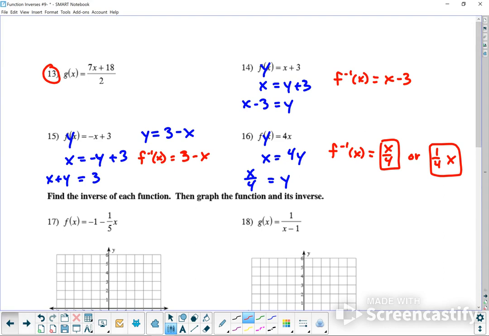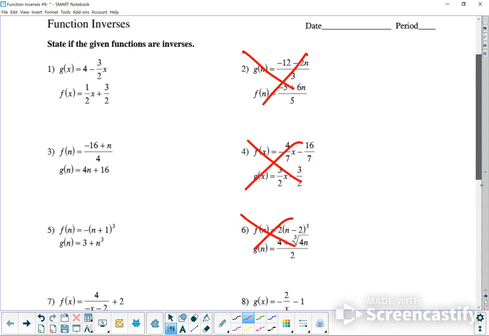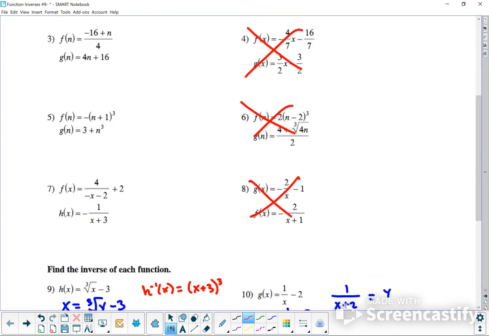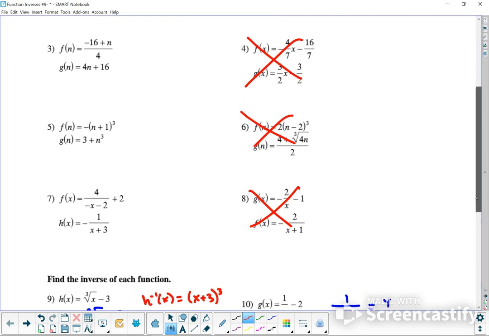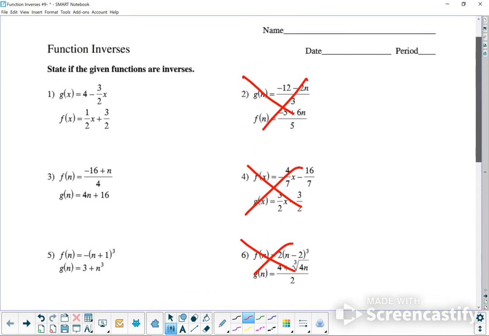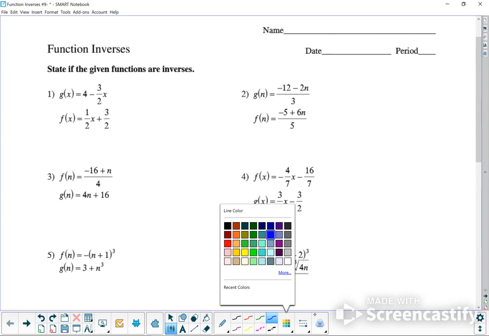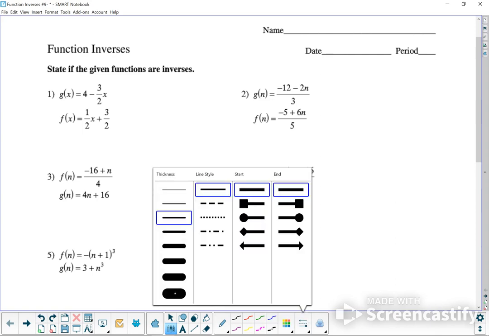Let's go back to the beginning. Numbers 1, and I didn't have you guys do 2, 4, 6, or 8. I actually erased those, so you don't even see those on your assignment. But say the given functions are inverses. So what needs to happen? Actually, I may need some space, so it's probably a good thing that I give you guys lots of space.